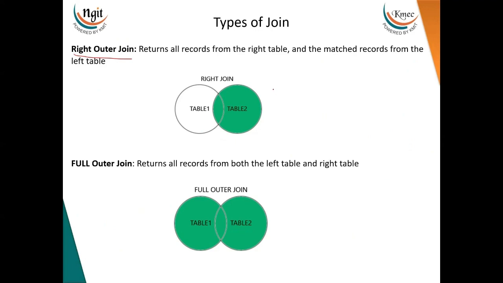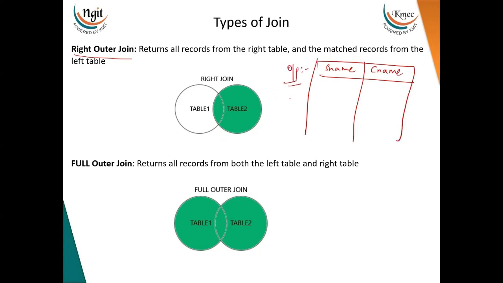Clear? Now we are going to find out the output for this right outer join. So same query, by replacing the left outer join with right outer join, let us see what kind of changes you get in our output. So this is my output. Let us go back to the slide and find out the values that you have for the course table as well as the student table.